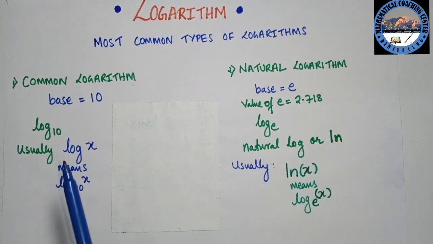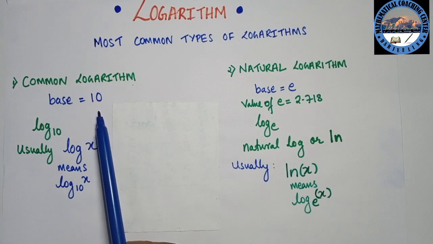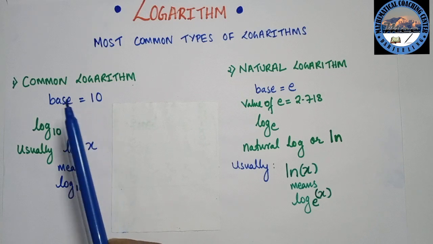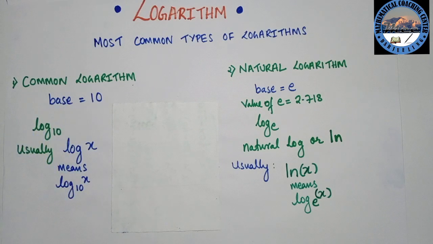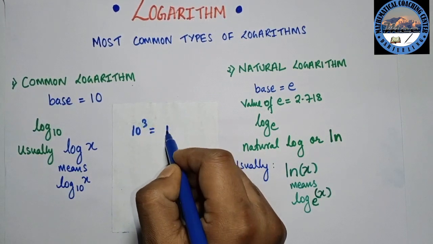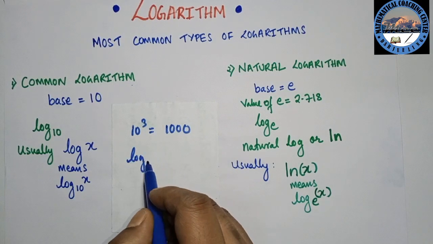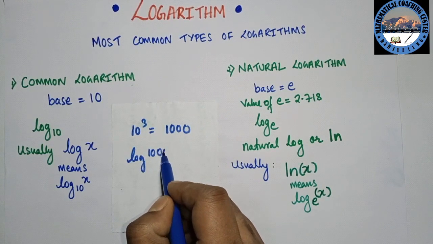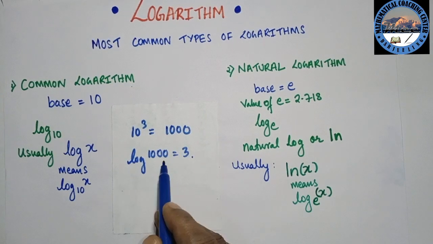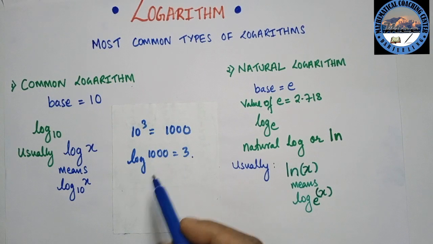So what is there in your syllabus? Common logarithm. What does common logarithm mean? The base will be 10. Why it's called common logarithm is that our numerical will be easy. You can see 10 cube is 1000. So directly I can write log base 10 of 1000 equals 3. See, I got it so simple, only the value 3. This way our calculation will be easy.